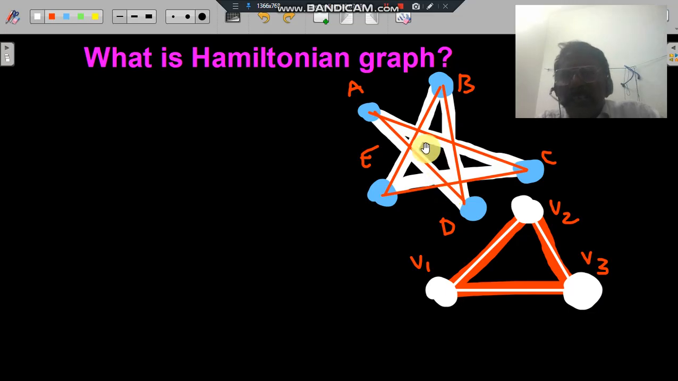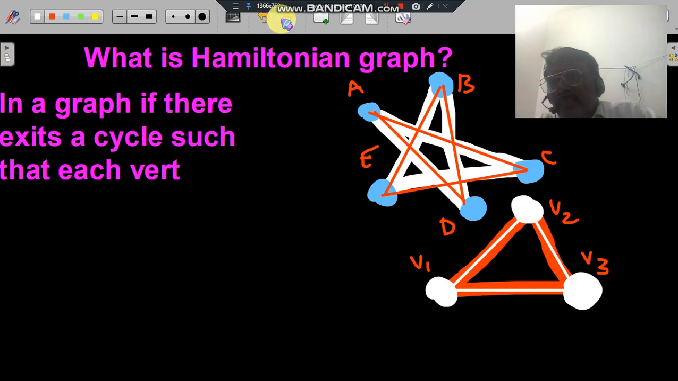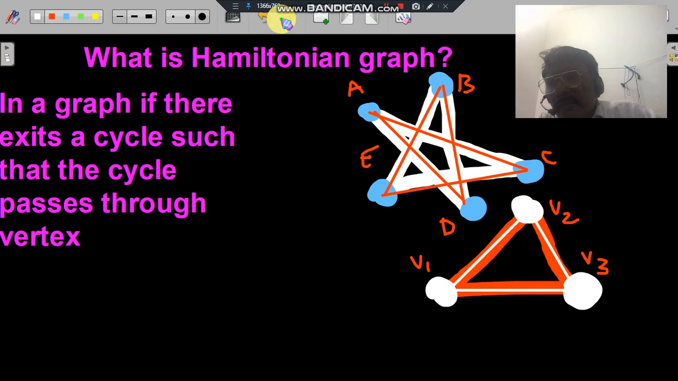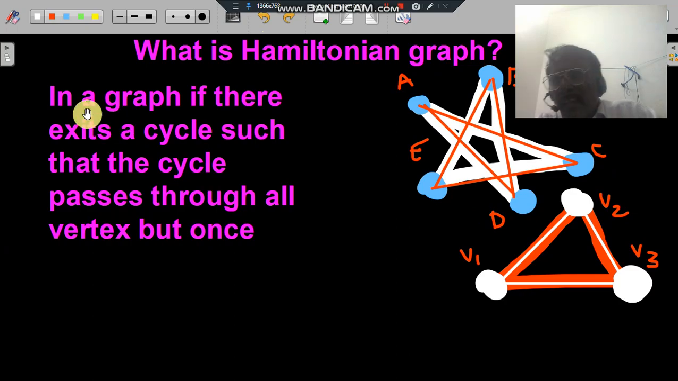Okay, so I repeat again, a Hamiltonian graph is a graph where there exists a cycle which passes through all the vertices but only once. So the definition goes like that: in a graph, if there exists a cycle such that the cycle passes through all the vertices but only once. This is what we have here, the definition.